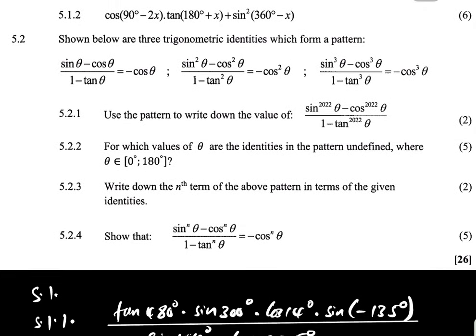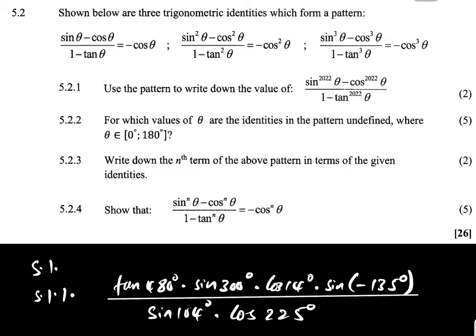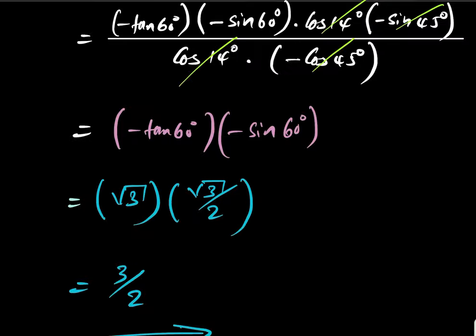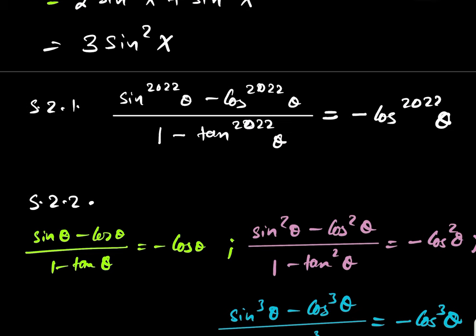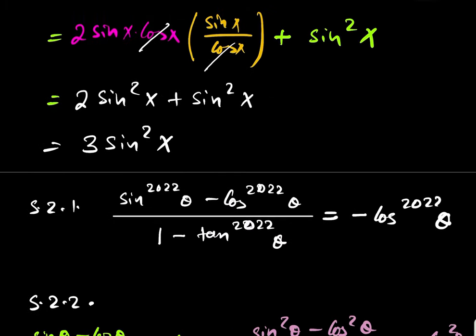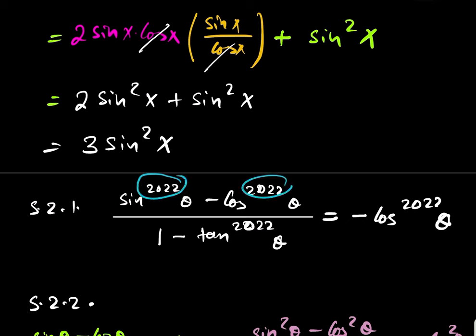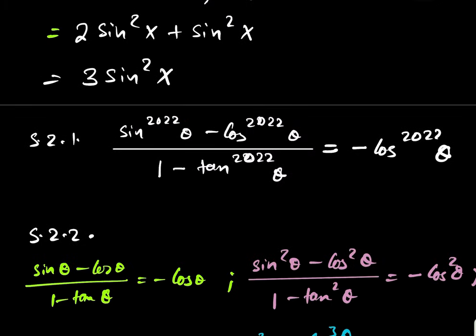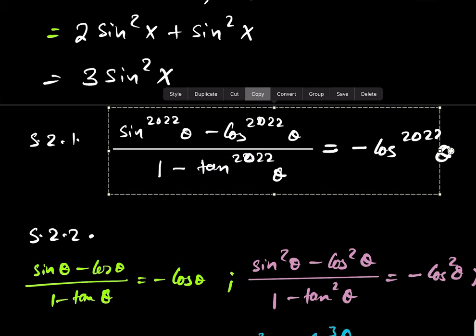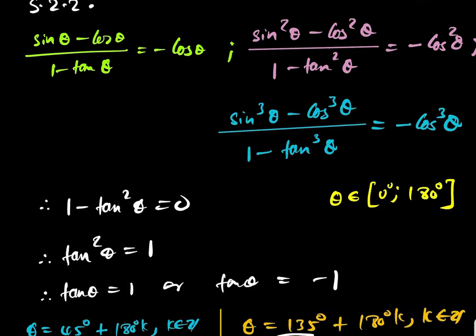Now we look at the next question. That was 5 marks. Now they say write down the nth term of the above pattern in terms of the given identities. So they want the general term, the nth term of that. When this number is n here, that means this is going to be n. So I'm just going to put n in that position. That is going to give us the nth term of the problem. Let me copy that and write.